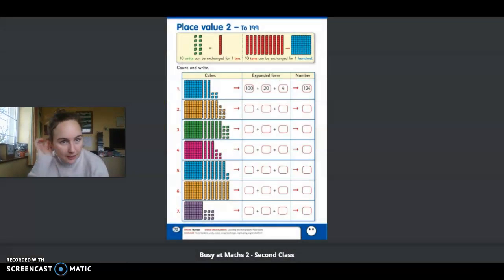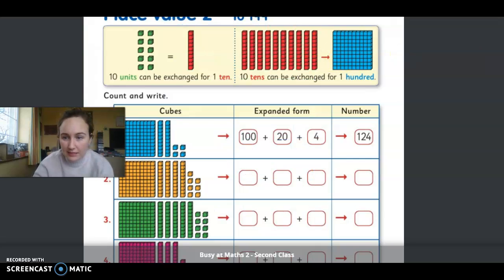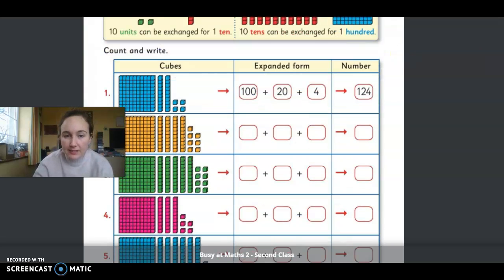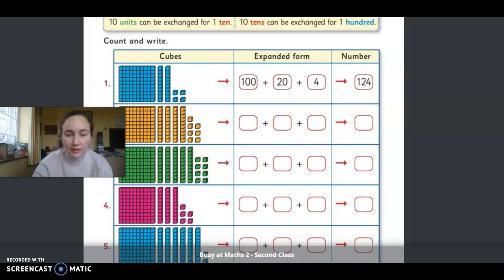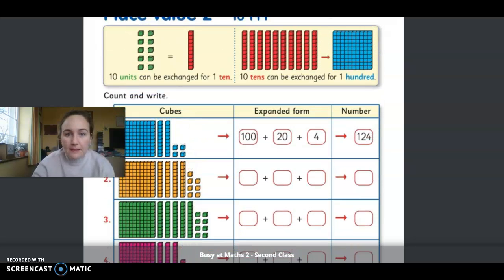So I'll get the page up there now, see what you're doing. So more hundreds, tens and units. So hopefully it's a little bit easier for you now. You're getting used to it. So remember, if you have 10 units, you can change that for a 10. And if you have 10 tens, you can change that for a 100 block.